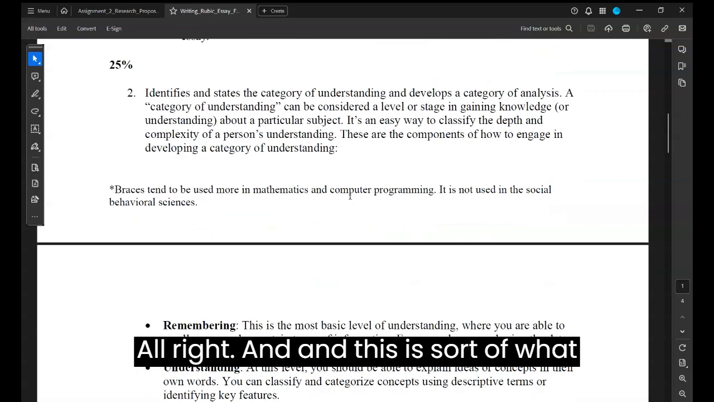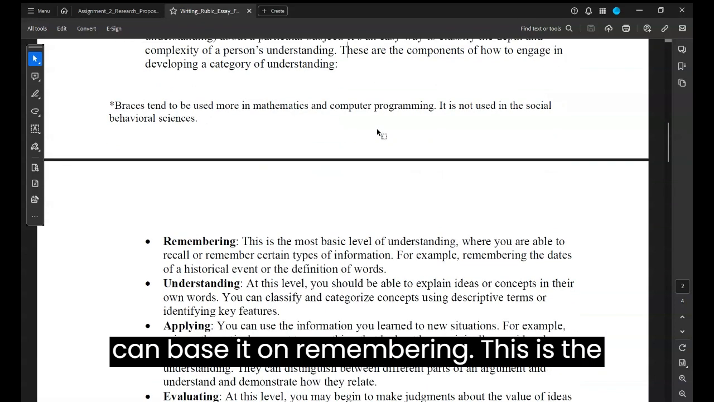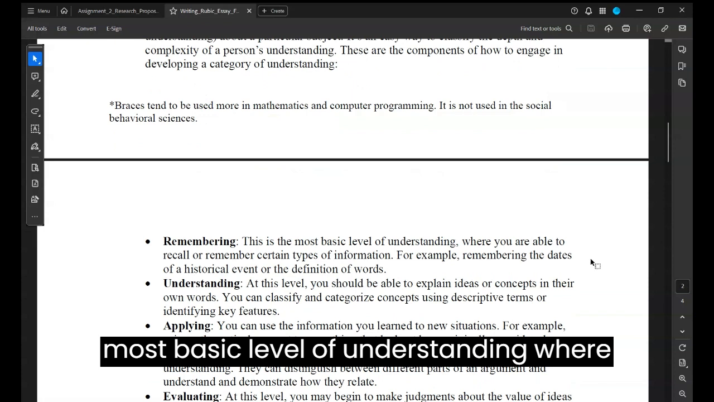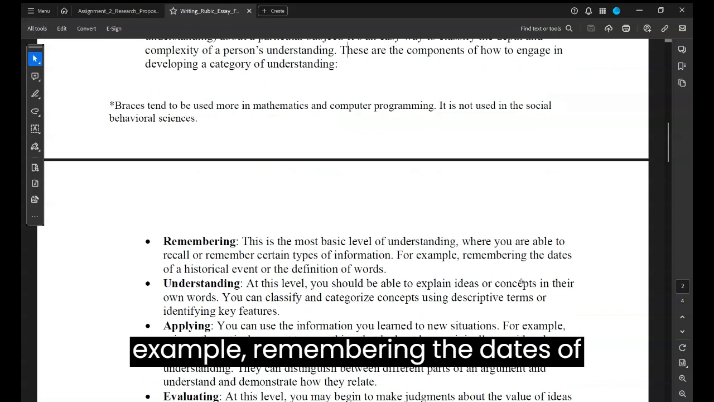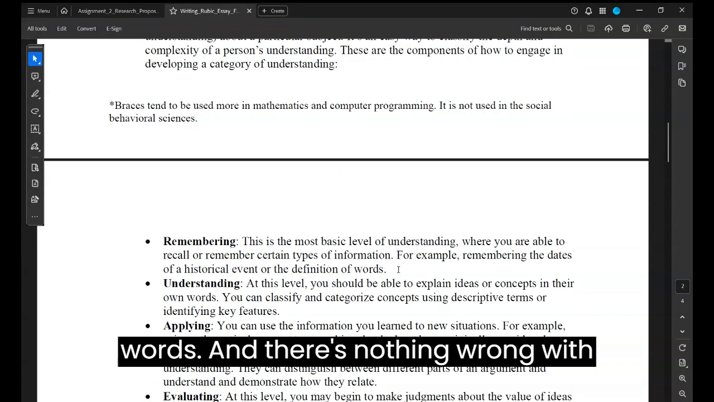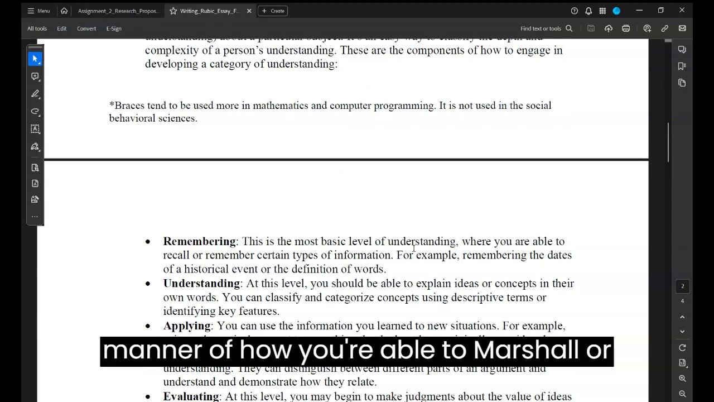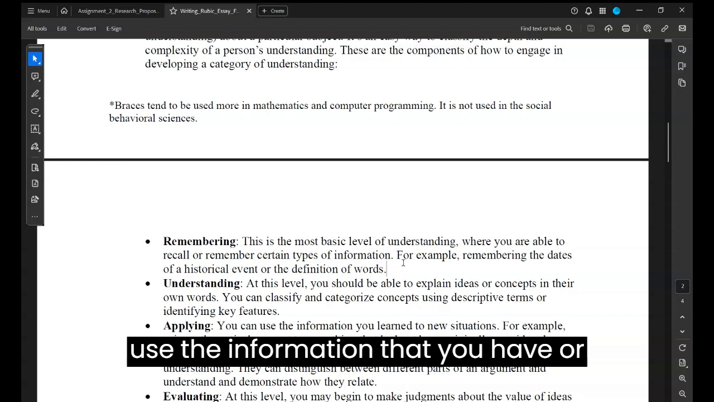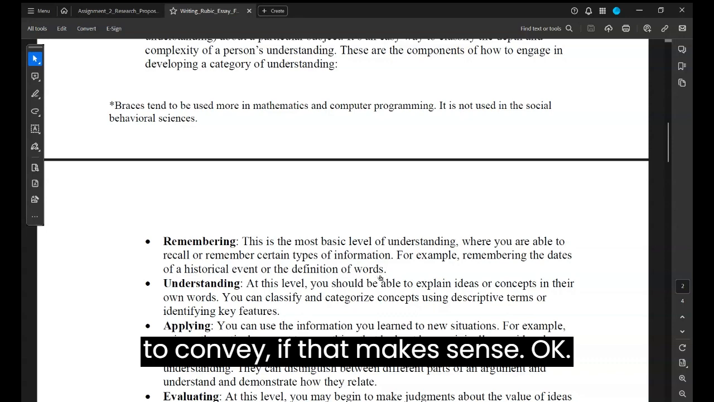Right, and this is sort of what I mean by that. So you can base it on remembering. This is the most basic level of understanding where you are able to recall or remember certain types of information. For example, remembering the dates of historical events or a definition of words. And there's nothing wrong with that. Right. It's just in the manner of how you're able to marshal or use the information that you have, or the information that you're able to convey, if that makes sense.